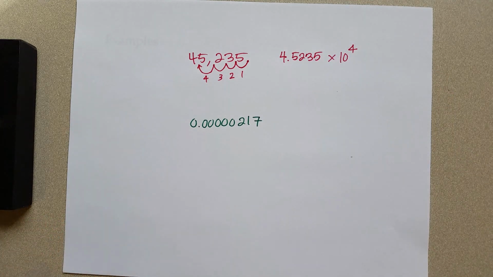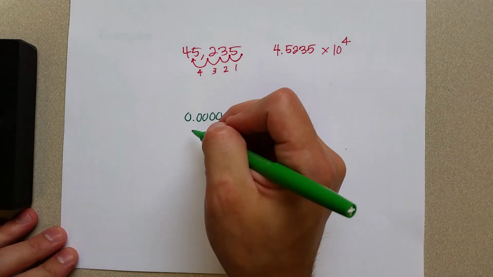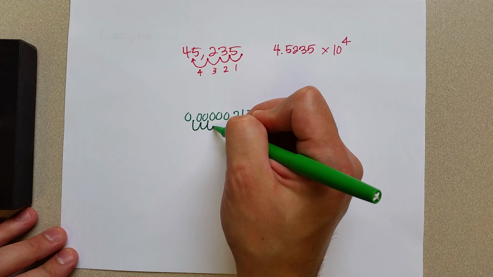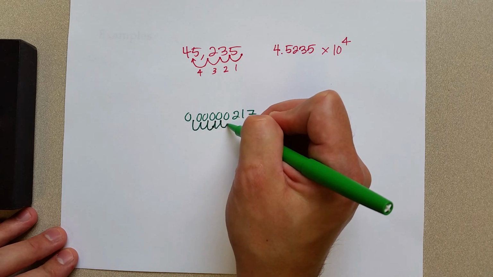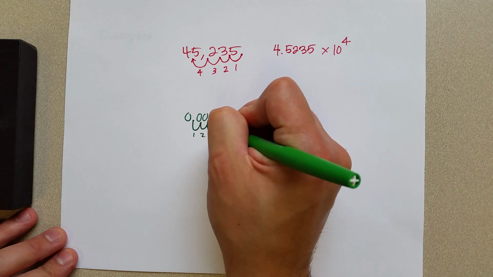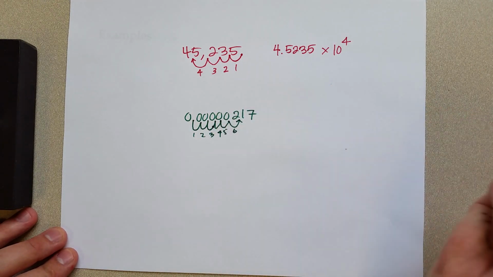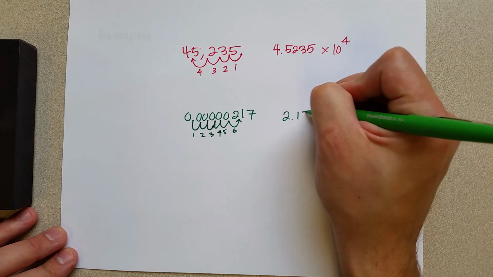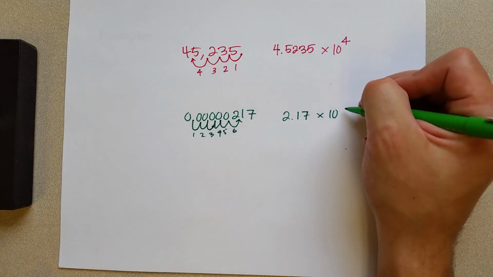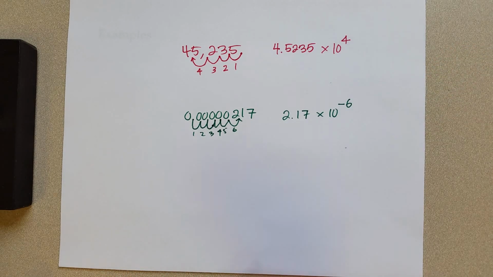If we have a number less than 1, we can convert it to scientific notation in the same manner. We're going to count how many times we move the decimal place: 1, 2, 3, 4, 5, 6. And that becomes our exponent, but since it's less than 1 and we moved it to the right, it is a negative exponent.